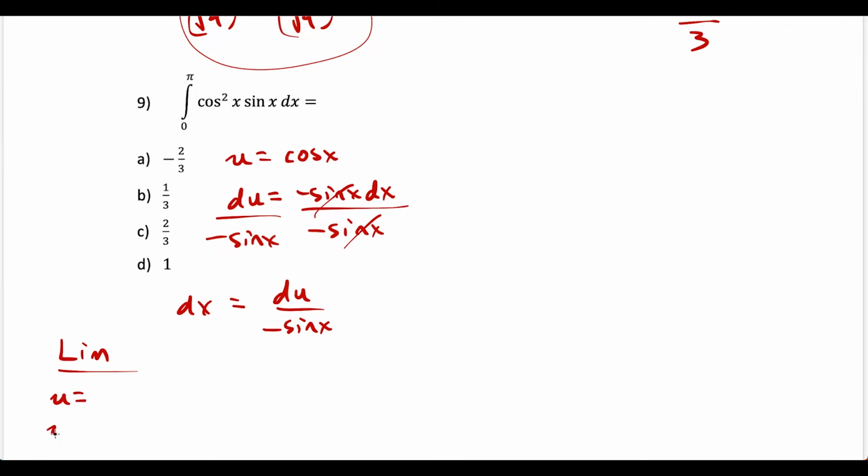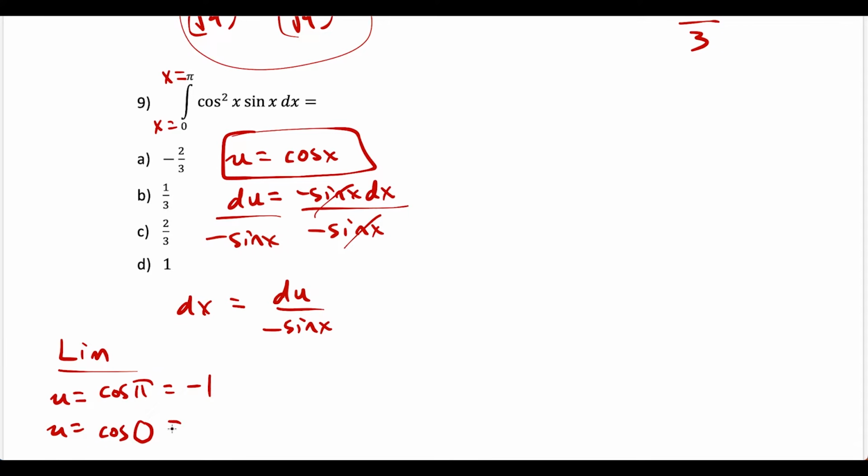So u equals. Our old limits are in terms of x, so just plug them into our definition of u here. And I would have cosine of pi is my upper limit, and cosine of pi is -1. And then as my lower limit, I would have cosine of 0 when I plug in, which is equal to 1. So now I could just go ahead and transform this integral. We're going to now have the integral going from 1 to -1.